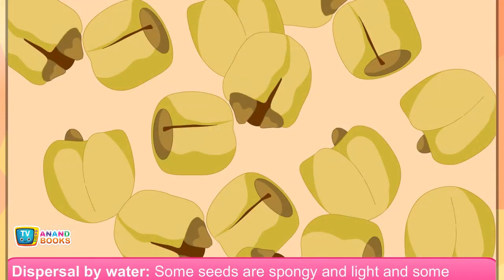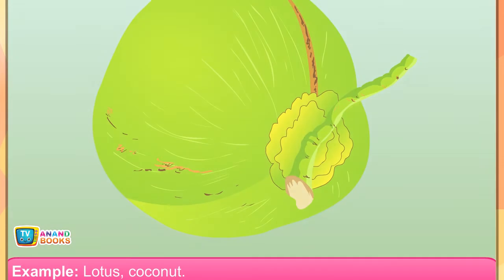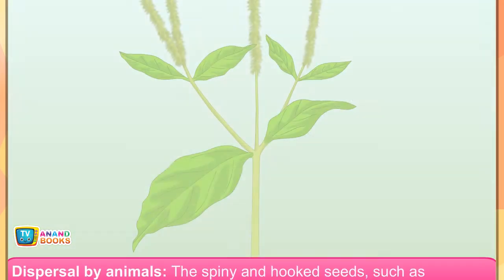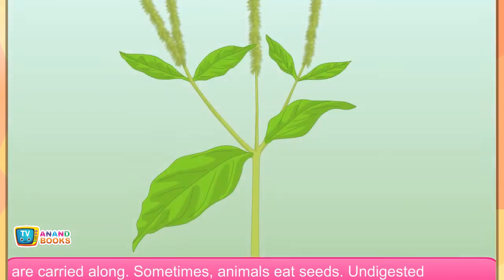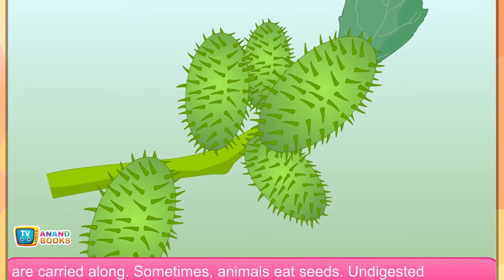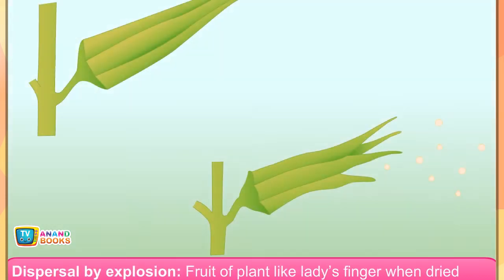Dispersal by water. Some seeds are spongy and light, and some have thick fibrous coat. They easily float on water and are carried away. Example: lotus, coconut. Dispersal by animals. The spiny and hooked seeds, such as xanthium, get attached to the fur of the animals or our clothes and are carried along. Sometimes animals eat seeds. Undigested seeds are dispersed with the feces. Dispersal by explosion. Fruit of plants like lady's finger, when dried, explodes, spreading seeds away from the mother plant.